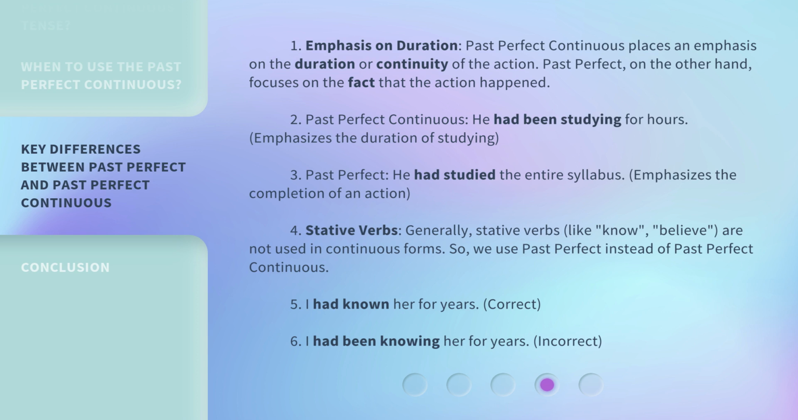5. I had known her for years. Correct. 6. I had been knowing her for years. Incorrect.